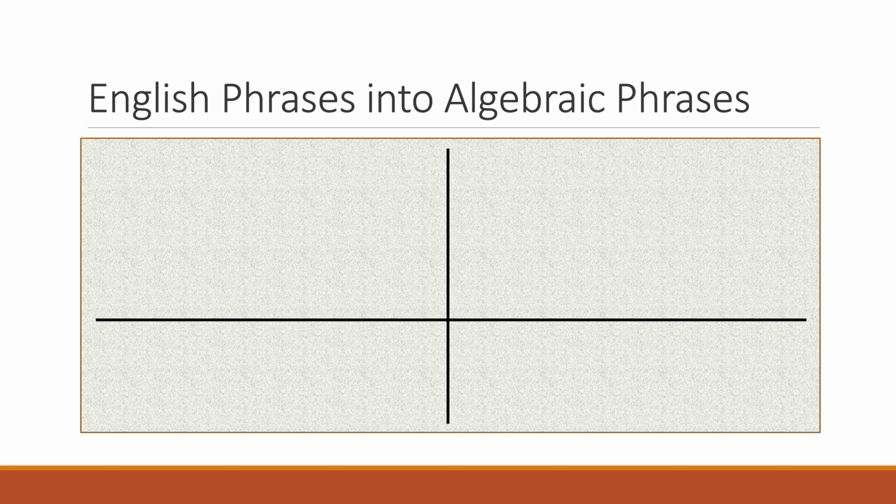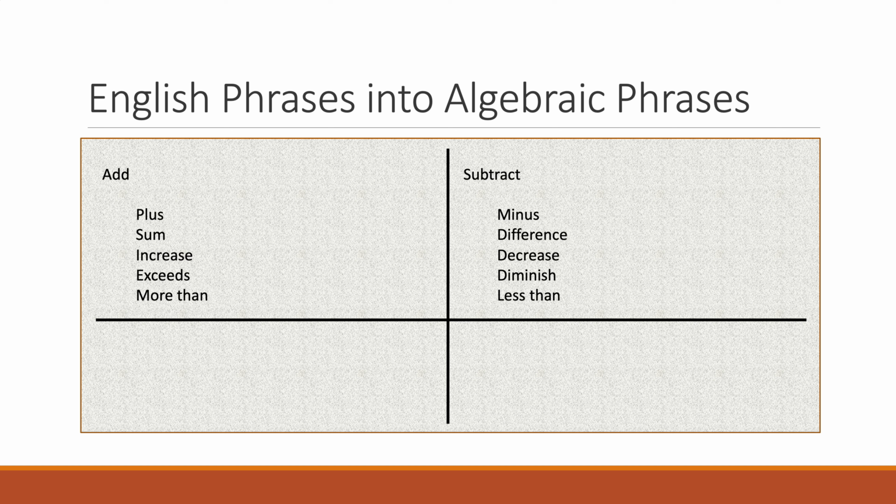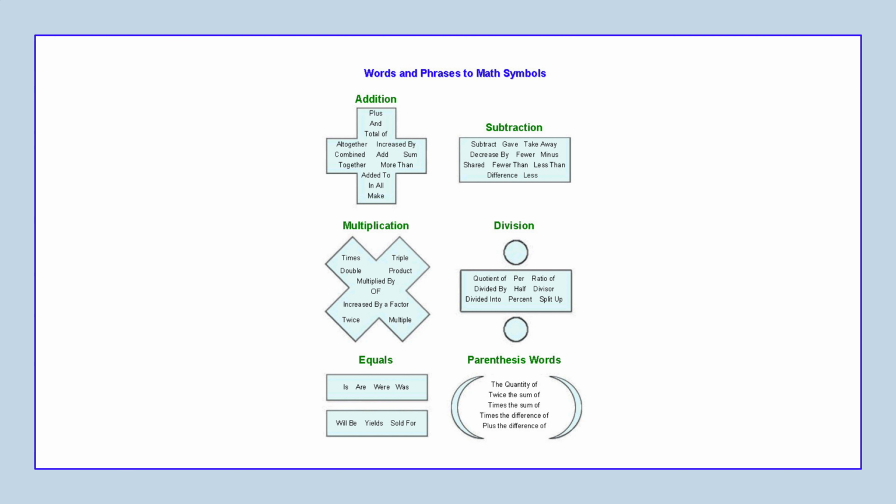Okay, so we just left off with this particular slide where we talked about the phrases that translate from English to algebra for adding, subtracting, multiplying, and dividing, the four primary operations. I also want to show you that I came across a really good graphic on the internet that I think summarizes all of this. And here it is.